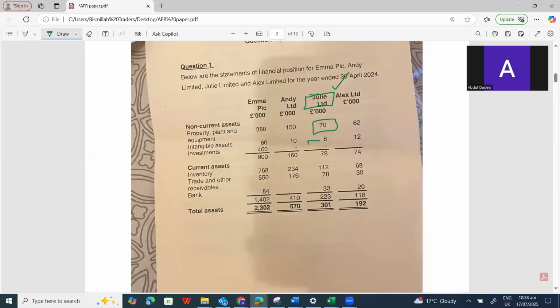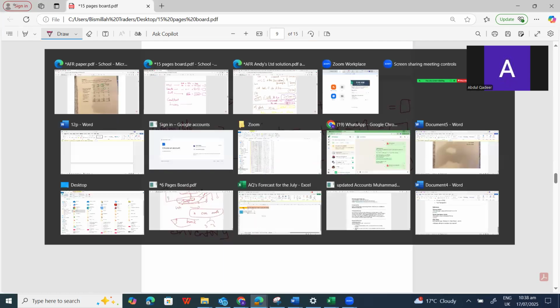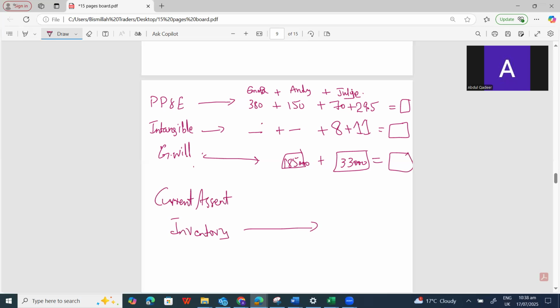Inventory 1,12,000, 1,12,000. You have to mention parent plus Andy, like in the previous one we have done, plus Julie. In case of Julie, there is 1,12,000, and you have to minus the PERP, 1.8K. This is the individual financial statement transaction. Then you have to add up together parent plus Andy, Emma plus Andy, and then Julie. And this will be the total inventory.